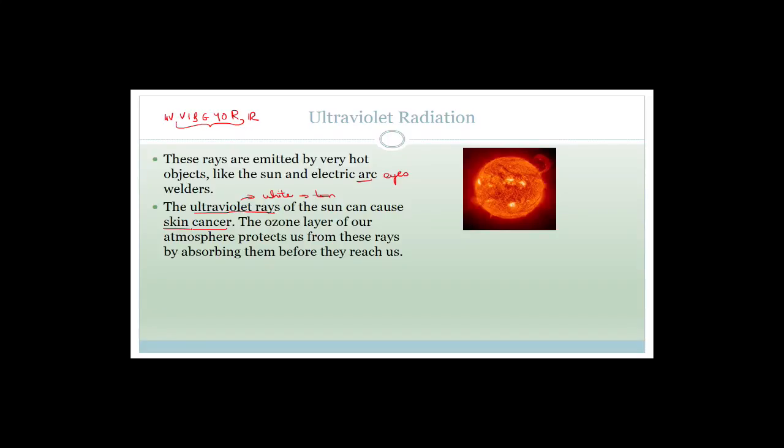Okay, the ozone layer of our atmosphere protects us from these rays by absorbing them before they reach us. So when I was in school and they told us there was a hole in the ozone layer over Australia, and I'm a bit embarrassed to admit this, but I'm going to. So here is planet Earth, and here is my very bad Africa, and over here is Australia, right? And what we have is a layer of ozone in our outer layer. Now, ozone is O3, oxygen. It's O3.